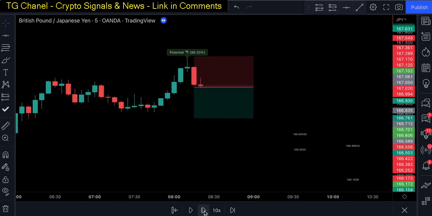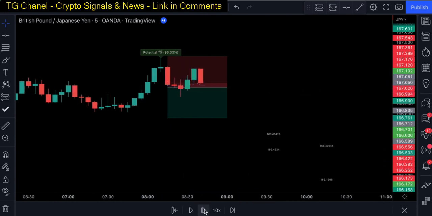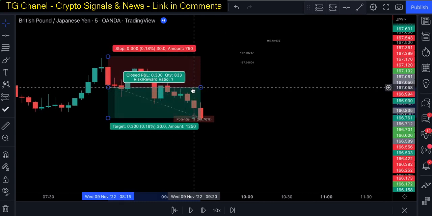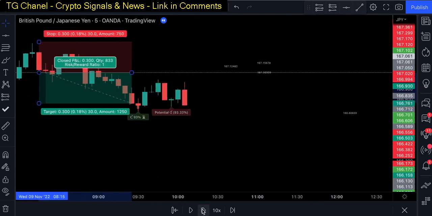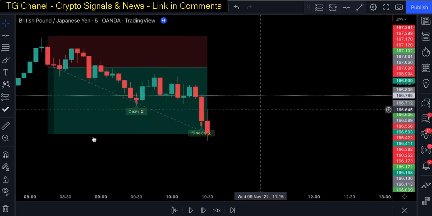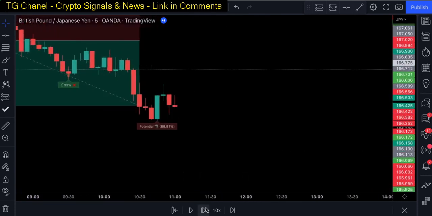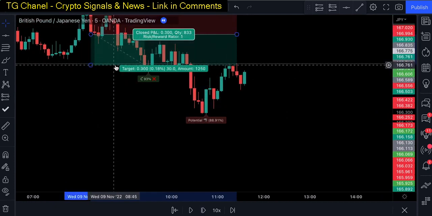The order got executed on the very next candlestick, and now we're officially in the trade. Okay, we see the market reached the risk-reward ratio of 1:1. This means that our stop loss is going to be moved to the break-even. Okay, looks like the stop loss got triggered, and we closed this trade with a good profit.